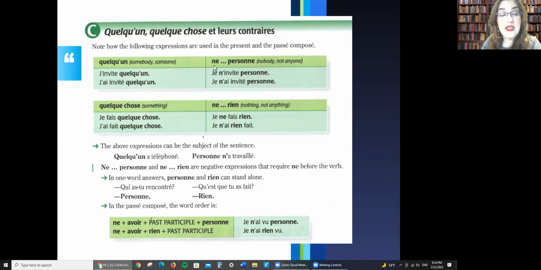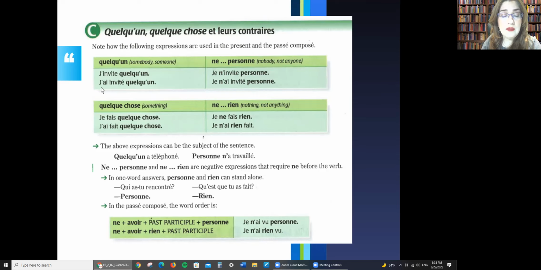Now, let's see how we negate it. Instead of saying I invited someone, this time we're going to say I did not invite anyone. Nobody or not anyone. So j'invite quelqu'un is an initial statement. We're gonna negate it. Je n'invite personne. So we do not say je n'invite pas quelqu'un. We say je n'invite personne because ne personne is the opposite of quelqu'un. Okay, personne. Ne personne, and of course we put ne personne around the conjugated verb.